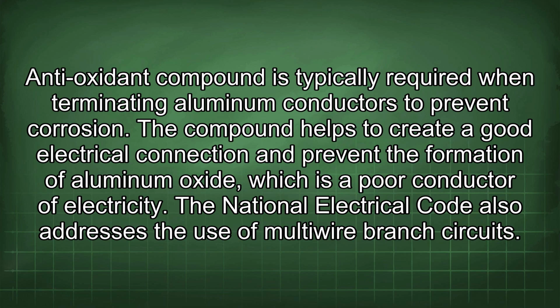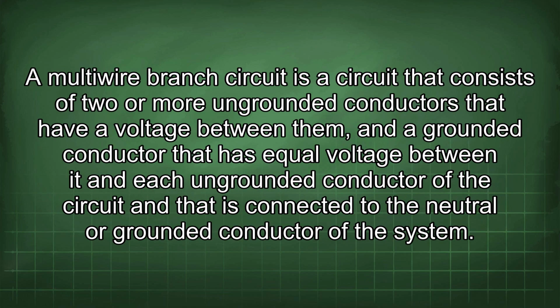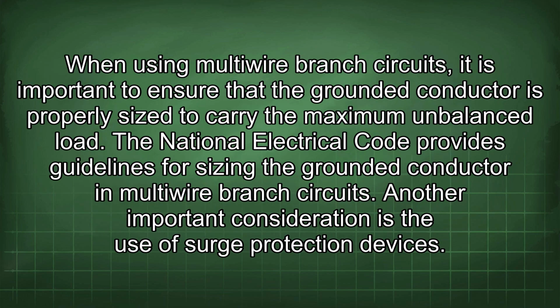The National Electrical Code also addresses the use of multi-wire branch circuits. A multi-wire branch circuit is a circuit that consists of two or more ungrounded conductors that have a voltage between them, and a grounded conductor that has equal voltage between it and each ungrounded conductor of the circuit and that is connected to the neutral or grounded conductor of the system. When using multi-wire branch circuits, it is important to ensure that the grounded conductor is properly sized to carry the maximum unbalanced load. The National Electrical Code provides guidelines for sizing the grounded conductor in multi-wire branch circuits.